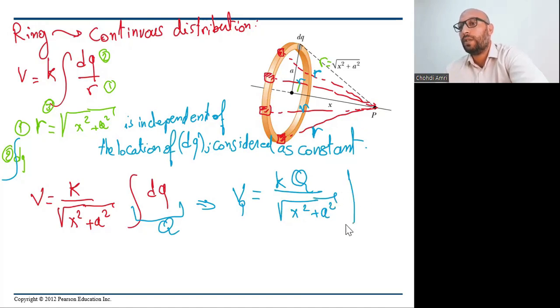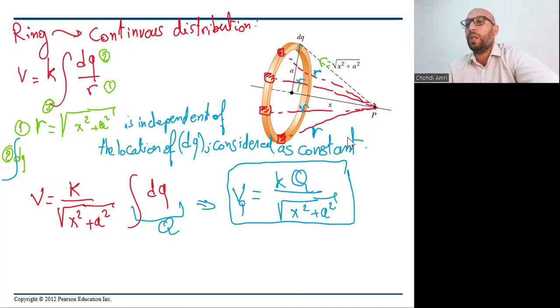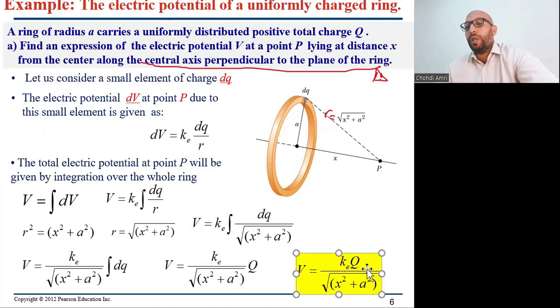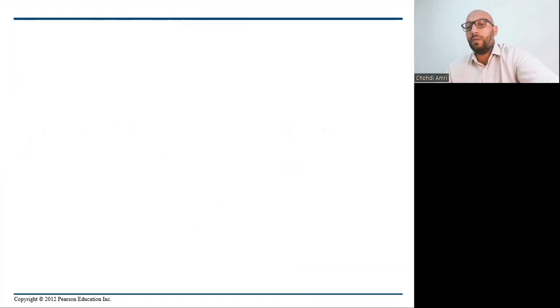And we are done. This is the expression of the electric potential produced by a ring at a point P lying on the central axis perpendicular to the ring. It's okay? So here we consider that R is a constant. This is very important. It's not the case for the other examples.